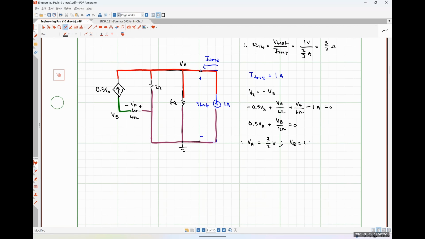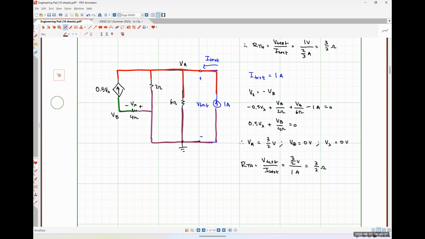VB is 0 volts, and so Vx will wind up being 0 volts as well. Our Thevenin resistance, RTH, is V test over I test. Our test voltage is just the same thing as VA. I mentioned that earlier. So that'll be 3/2 of a volt divided by 1 amp, which comes out to be 3/2 of an ohm. And we have gotten the exact same result a third different way.